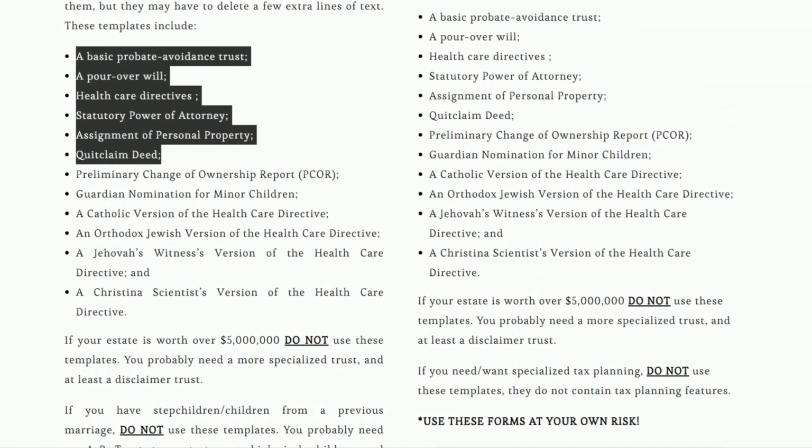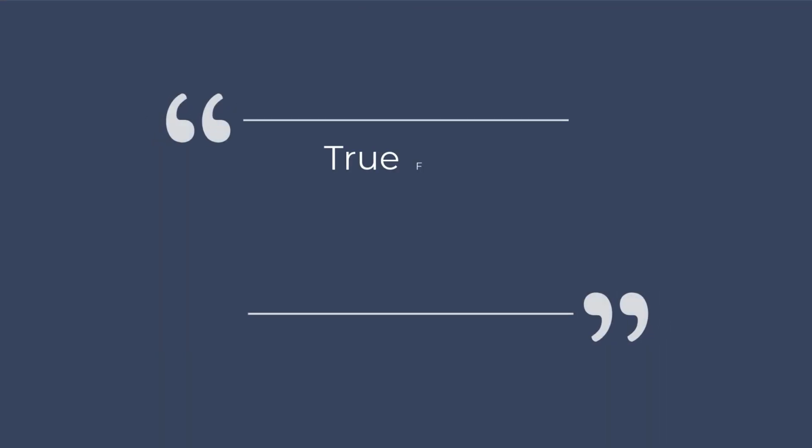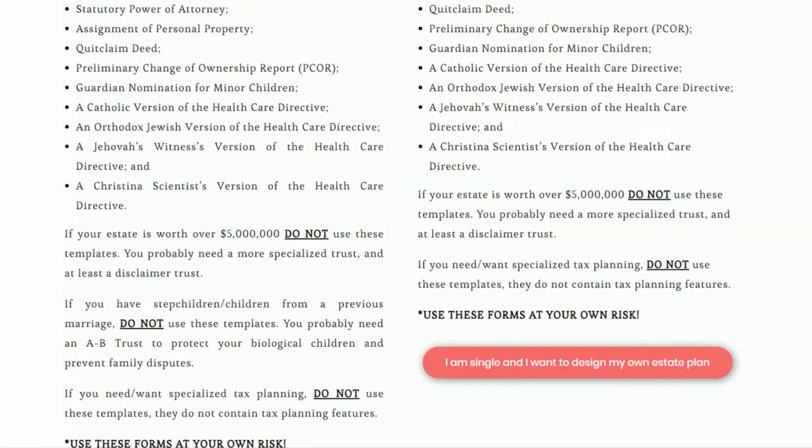We need to get the guardianship up, the Catholic Healthcare Directive, Orthodox Jewish Healthcare Directive, Jehovah's Witness Healthcare Directive, and the Christian Scientist Healthcare Directive. And that shouldn't say Christina Scientist, it should say Christian. Although I'm sure maybe there's someone named Christina who's a scientist, in which case maybe she wants a healthcare directive.